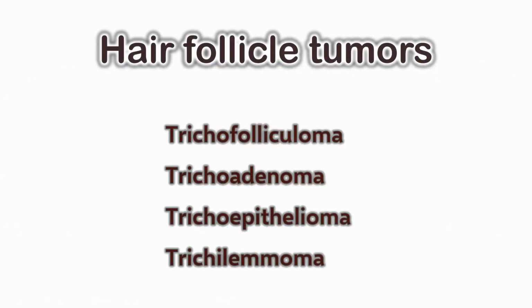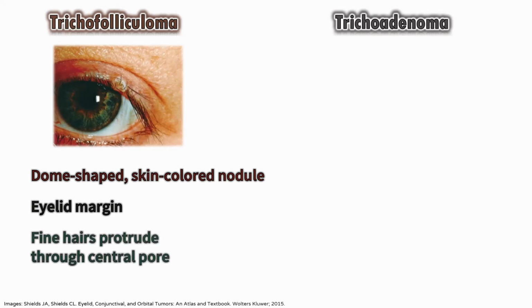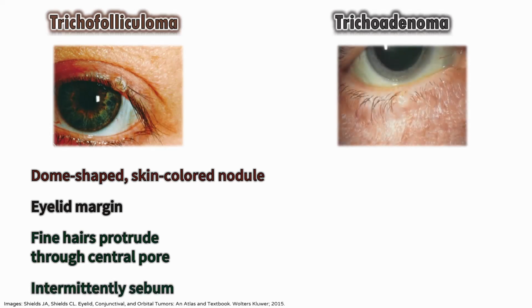Hair follicle tumors can also mimic a basal cell carcinoma. Trichofolliculoma is dome-shaped, and is a skin-colored nodule. It appears at the eyelid margin with a characteristic central pore through which fine hairs and intermittently sebum protrude. A trichoadenoma is a rare tumor of hair follicle differentiation. It usually resembles a basal cell carcinoma.